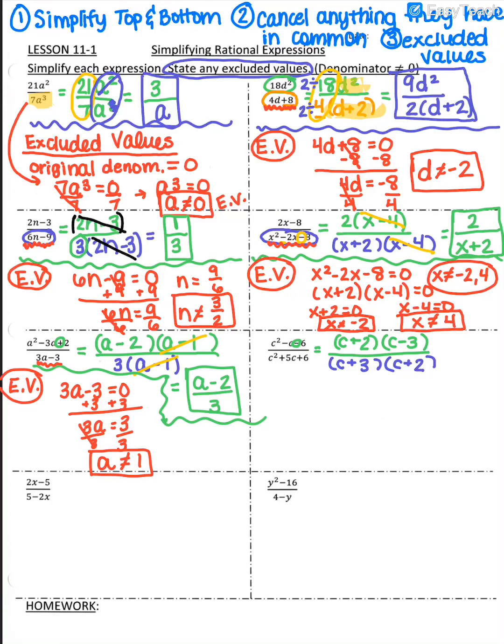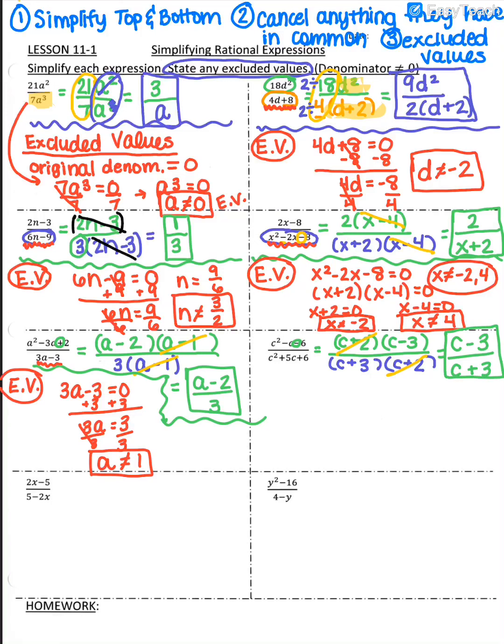Now we're going to cancel out what they have in common. The only 2 that are exactly the same are the C plus 2's. So those are out. The C minus 3 and the C plus 3 are really, really close, but I cannot do anything at all to either one of those. I can't cancel out the C's, I can't cancel out the 3's. They have to stay exactly as they are because they are not exactly the same. So I'm going to leave my answer like this. Okay, so that's the final answer.